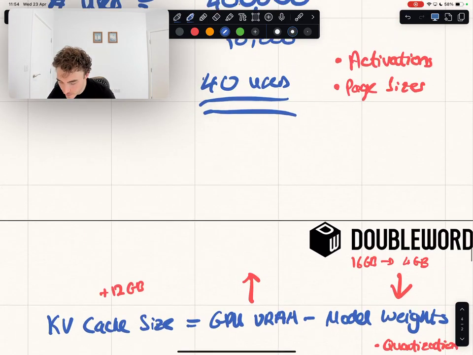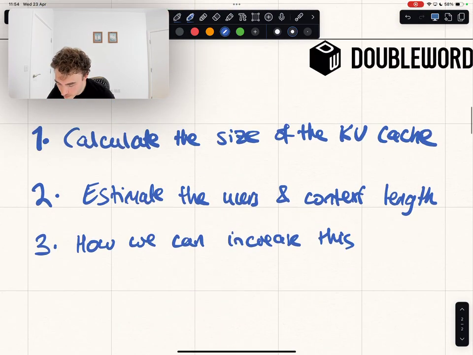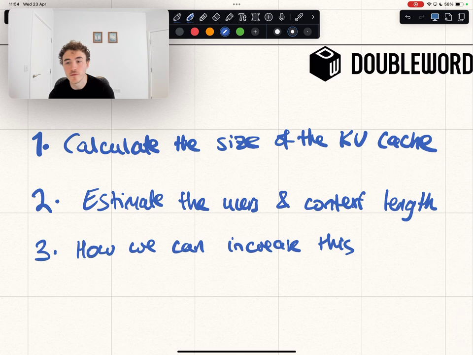Okay, so there we have it. We've seen now how to calculate the size of the KV cache using information from the model's config and information from your GPUs. Given the size of a KV cache and information from a model, we can estimate the number of users that we can support and the context length we can support. And we see that there's a trade-off. More users means shorter context length, longer context length means fewer users.